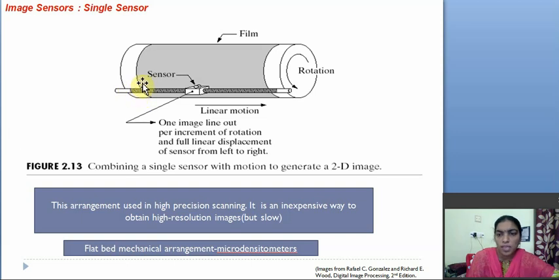Now, initially the mechanical drum is in the stationary mode. Firstly, we place this sensor here. On the film we place one electrical signal value, based on the sensor input light energy. Now the sensor is moving linearly along this direction, so we move it to this place.